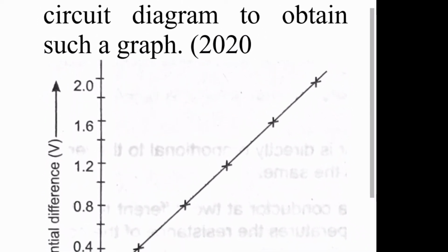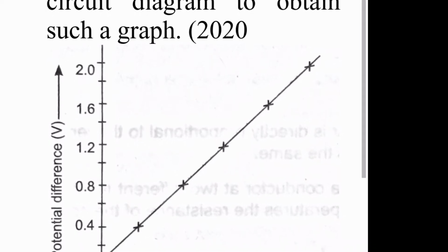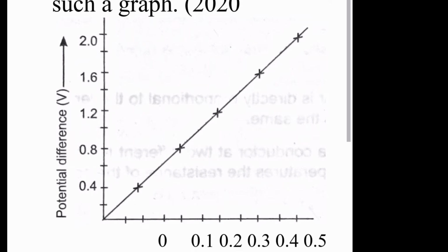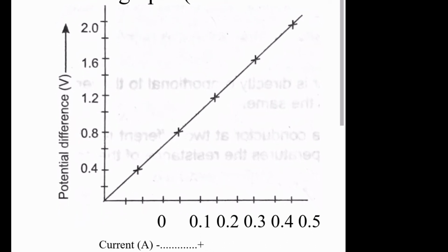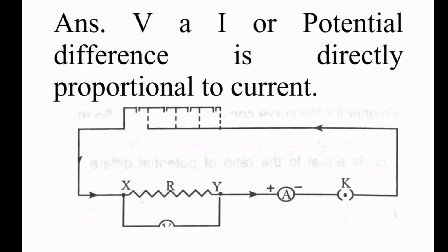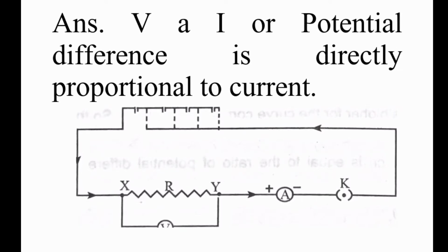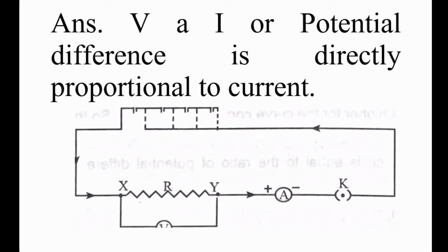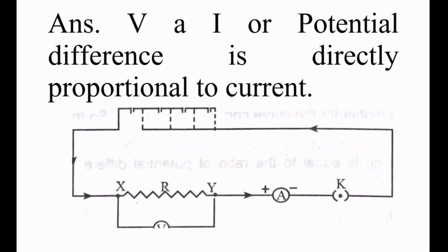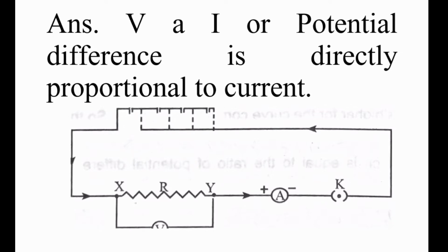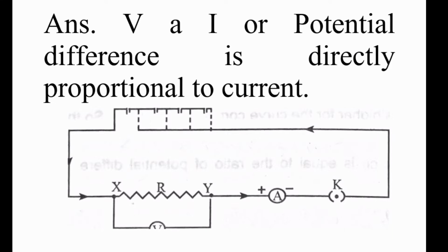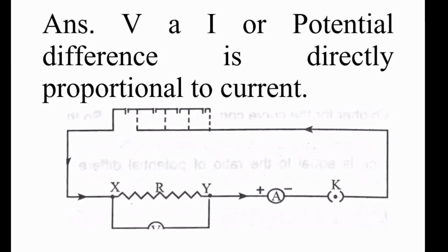Here, from the graph we have to find the relation between potential difference and current, and also draw the circuit diagram for getting such a graph. From the graph we can see that the current and potential difference are directly proportional, because as the current increases the potential difference also increases, and it is a straight line passing through the origin. This proves Ohm's law, and in order to get the circuit diagram we have to draw a circuit of Ohm's law.